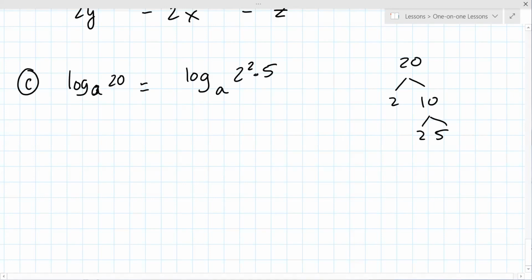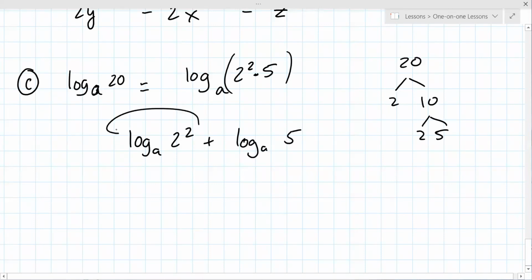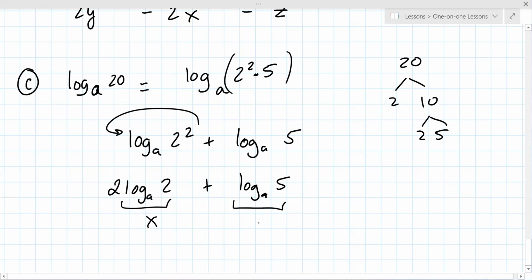Maybe not. Anyway, let me just do it this way, and then you can confirm with him. There's maybe another way to do this. So this is a product, so it becomes a sum. Log base a of 2 squared plus log base a of 5. You can bring the 2 out in front. 2 log base a of 2 plus log base a of 5. And then log base a of 2 is x, and this is z. So it's 2x plus z.